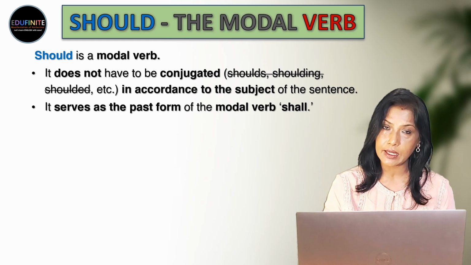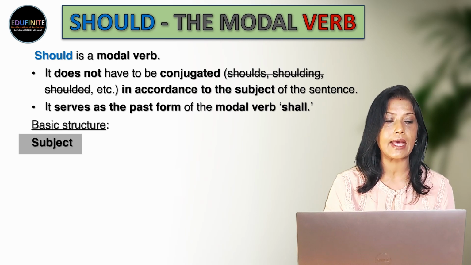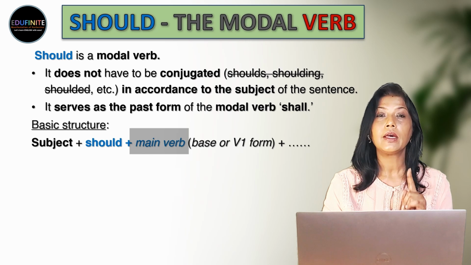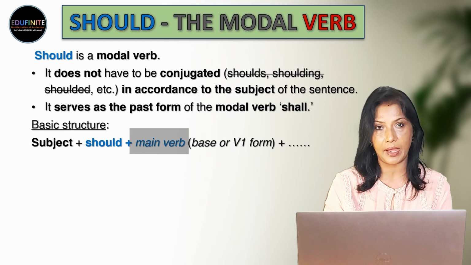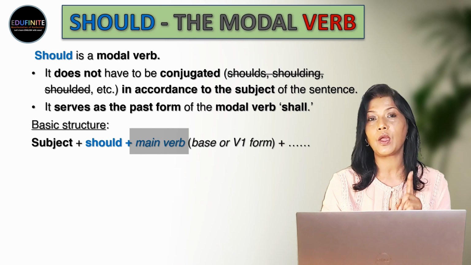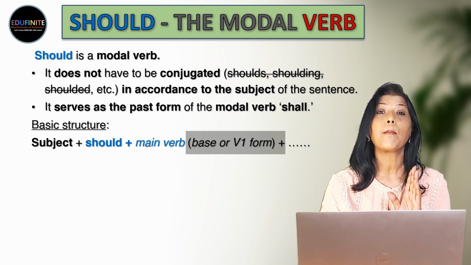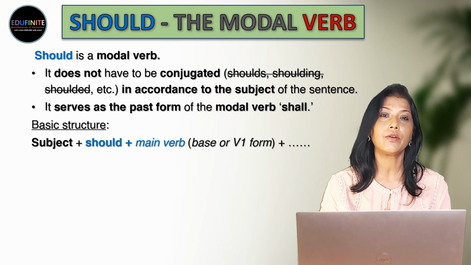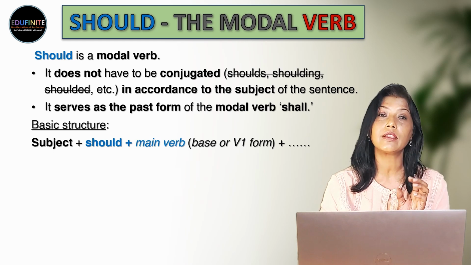Now let's look into the basic structure of a sentence when we use should. The basic structure will be: subject, then should, then the main verb. Because should is a modal verb, it's a helping verb, so it will need the help of a main verb, which will tell us what action is taking place. And that verb, you have to keep in mind, will always be in the base form or the V1 form. That means bare infinitive, without the to. So that's the criteria, and then you write the rest of the sentence. That's the basic structure of an affirmative sentence using the modal verb should.